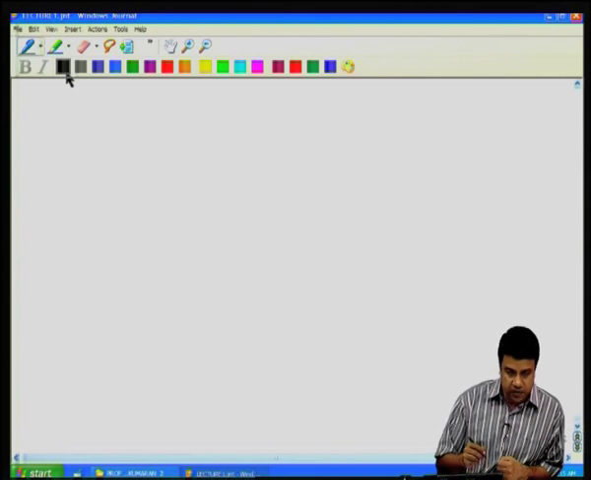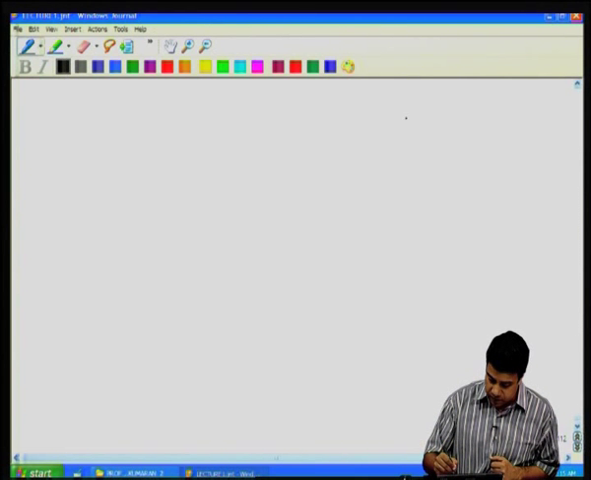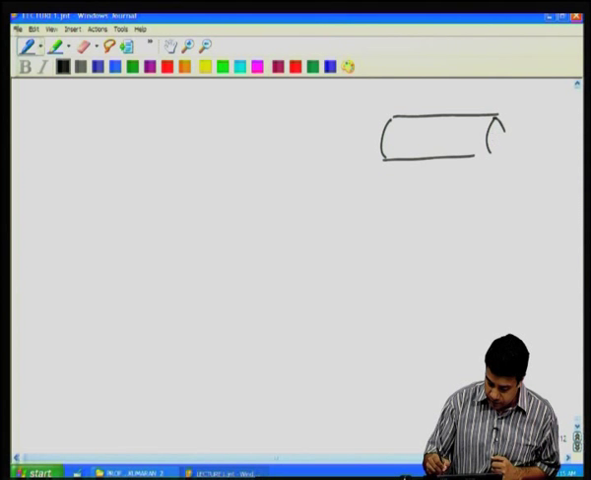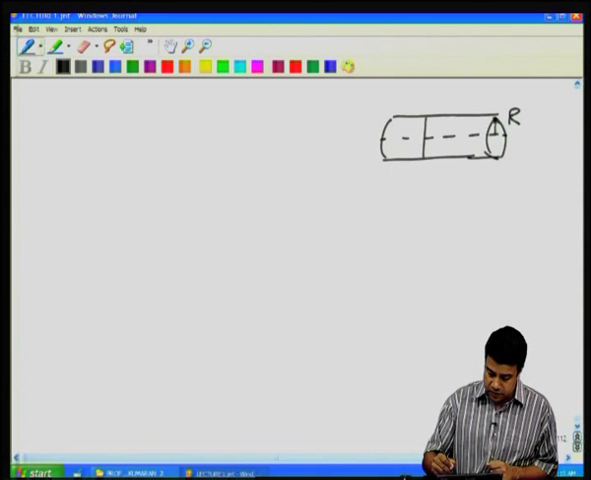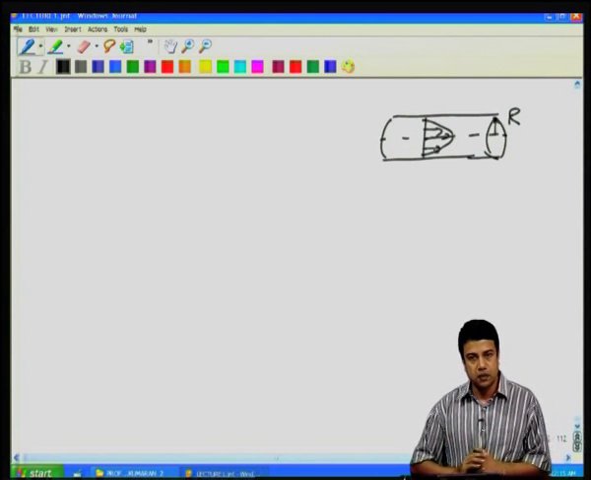Now, a similar thing can be done for a pipe flow. Okay, let us say you have a pipe with radius r, and you have a pressure difference across, which drives a velocity across the pipe. Okay, you can do a similar thing for a pipe flow. I will not go through the details of the calculation.